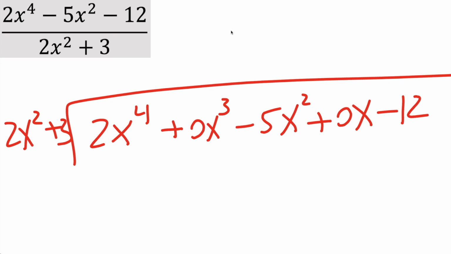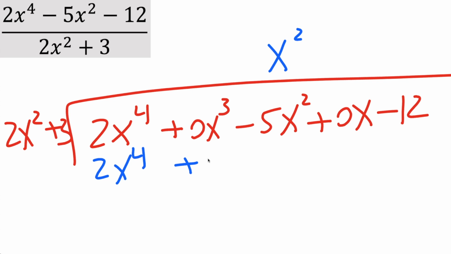And the same first step. We see the highest power here is 2x to the 4th. The highest power here is 2x squared. We think to ourselves, 2x squared times what gives you 2x to the 4th? And that's going to be x squared. So I'm going to put x squared right here because it corresponds to x squared. Again, x squared times 2x squared is 2x to the 4th. X squared times 3 is 3x squared.